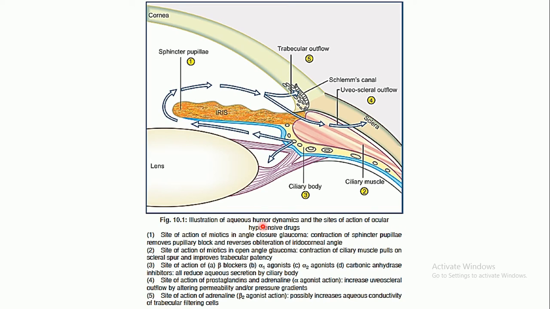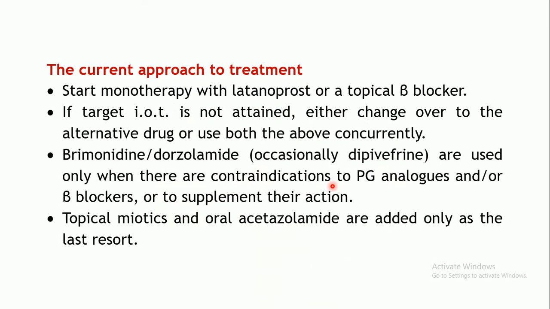So with miotics in open angle glaucoma, the contraction of the ciliary muscle pulls on the sclera, and this is how it improves the trabecular patency, so outflow was facilitated.